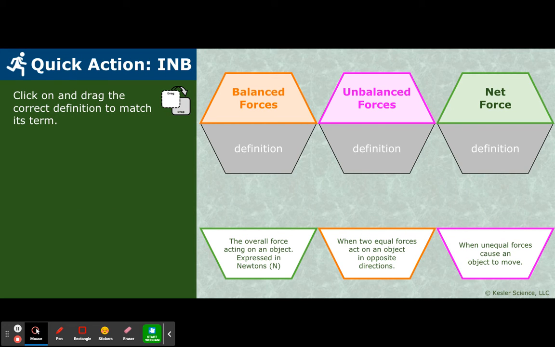Click and drag the definition to its term. So, what is a balanced force? What is an unbalanced force? And what is a net force? Your options are dragging and clicking to the correct spot. The overall force acting on an object expressed in newtons, N. When two equal forces act on an object in opposite directions. When unequal forces cause an object to move. Match these appropriately.